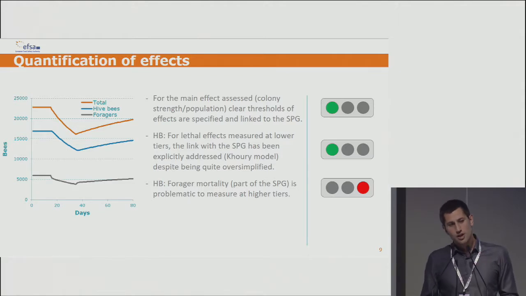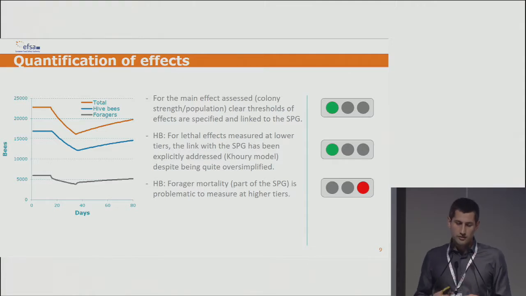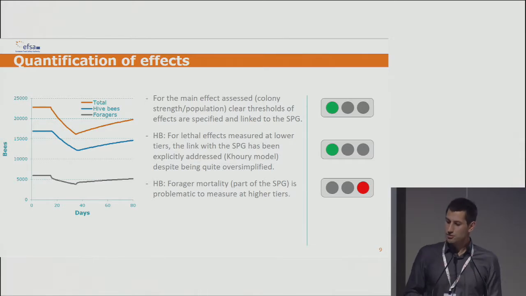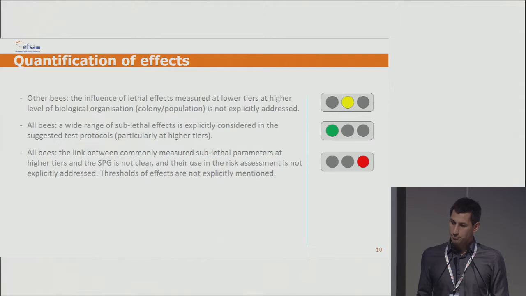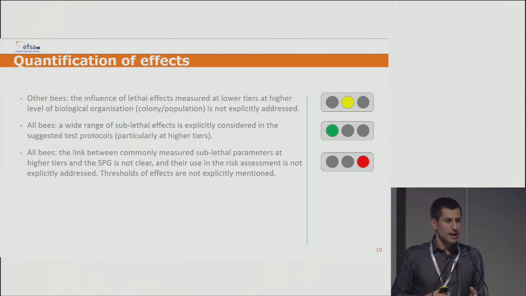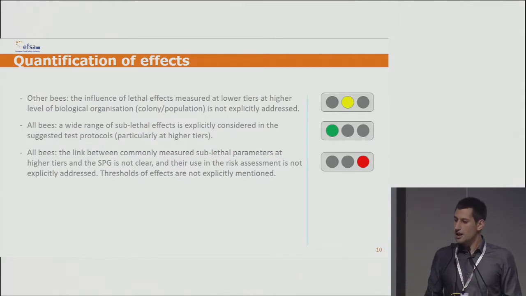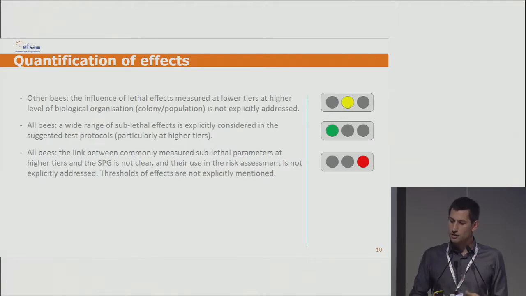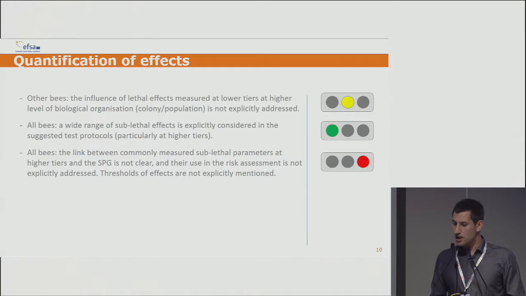The specific protection goal for honeybees also includes forager mortality, but I have to say that at higher tiers, so in field and semi-field studies, this is fairly difficult to measure. So that's also something that should probably be better addressed. For other bees, the situation is slightly different, because the lethal effects measured at the lower tier are less linked to the effects you might observe at a higher level of biological organization, so again colony or population. That's something that can be improved.